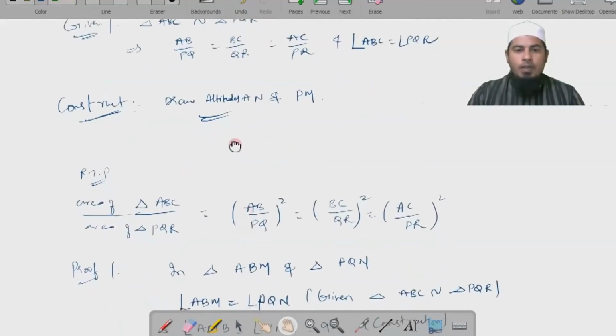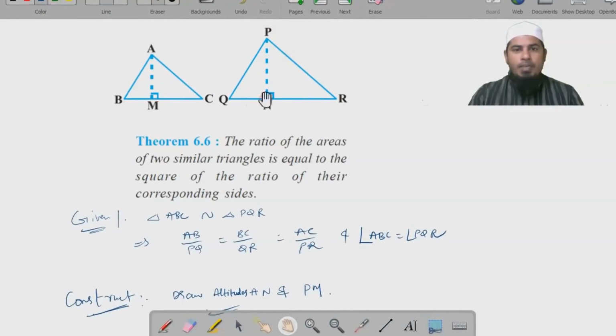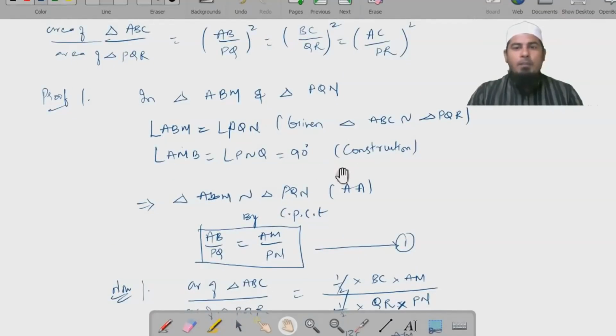So now we need to prove this in the smaller triangles ABM and PQN. Angle ABM is equal to angle PQN, one angle is equal, as given here, and angle AMB is equal to angle PNQ, because both are 90 degrees. So these two triangles are similar by the AA similarity criterion. By CPST, what we get here is this ratio: AB by PQ is equal to AM by PN. Let us keep that as equation number 1.